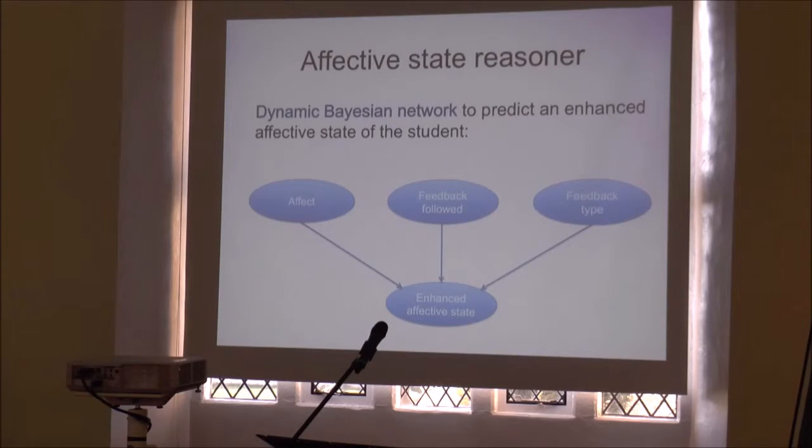or what we call this enhanced state, because we also treat as enhanced the frustration to confusion state, although it is debatable whether it's a negative or a positive state. But this transition, we think is quite a positive. So based on the detected affect, the feedback, and whether it has been followed, and the feedback type, we train a network to be able to predict the affective state.